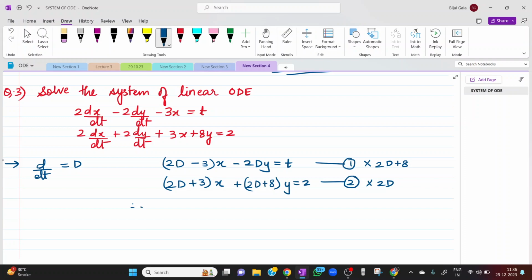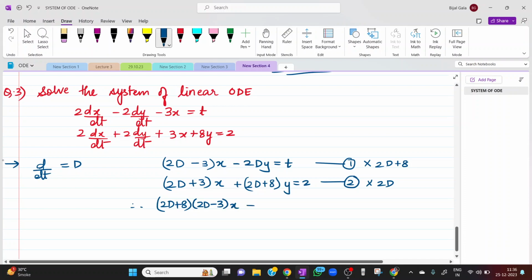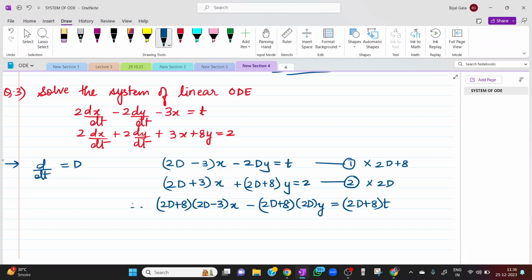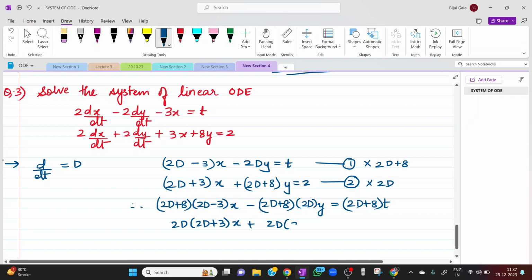So what do I get here when I apply 2D plus 8? Already this 2D plus 8 will work on this answer, 2D minus 3 applied to x, and then 2D plus 8 will work on 2D applied to y. On the right hand side this will also be applicable. Okay, 2D plus 8 will be applied to t, and the second equation now will become 2D applied to 2D plus 3x plus 2D applied to 2D plus 8y and 2D applied to 2.